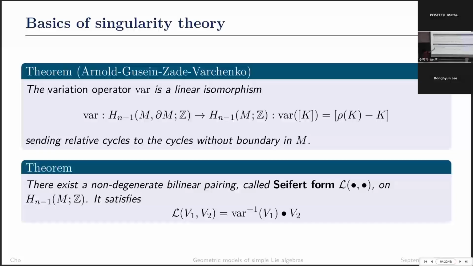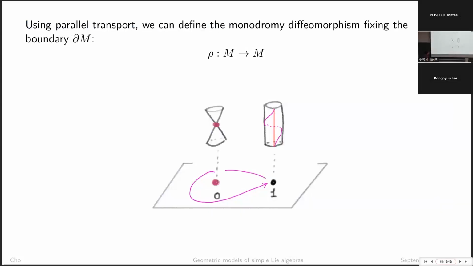And there is a bilinear pairing, as in Lie algebra, the Cartan-Killing form. There is a so-called Seifert form. This is nothing but the variation inverse of V1 intersect V2. So if you know topology, you know that the intersection number of these two arcs is not well defined because they have boundaries.